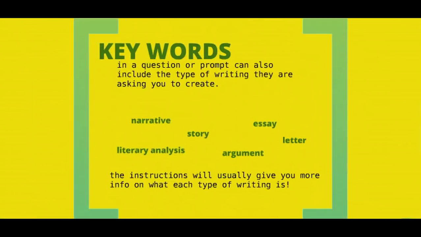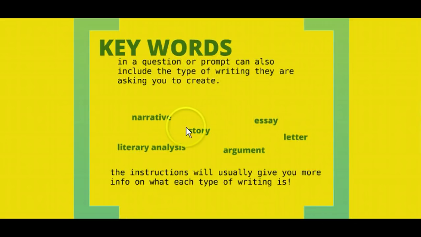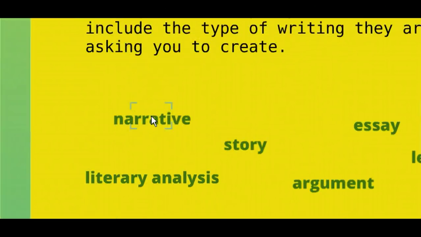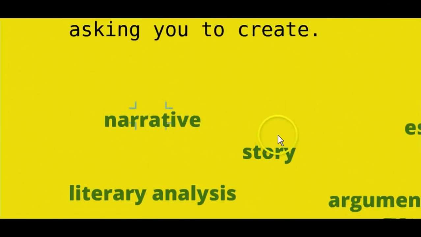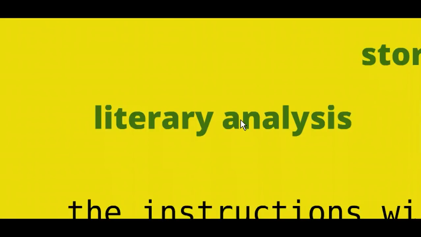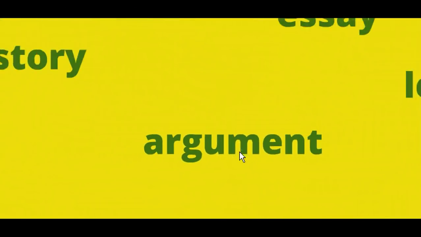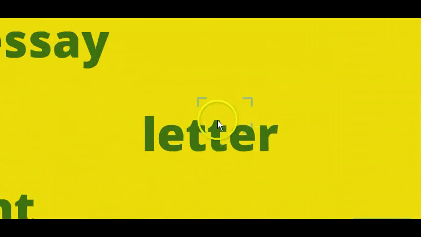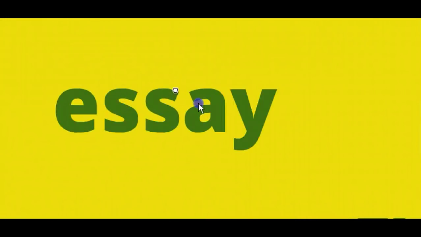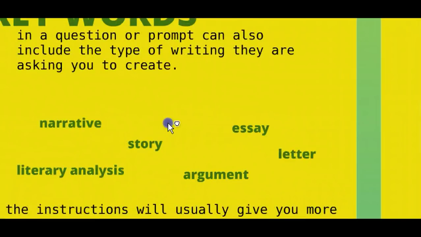Other keywords include the type of writing they're asking you to create. It could tell you that you're supposed to write a narrative, which is also another way to say story. A literary analysis might be something you've heard before. That's a different type of writing. An argument or a persuasive paper. Sometimes they might ask you to write a letter. Sometimes they might simply say to write an essay. All of these things involve slightly different types of writing.